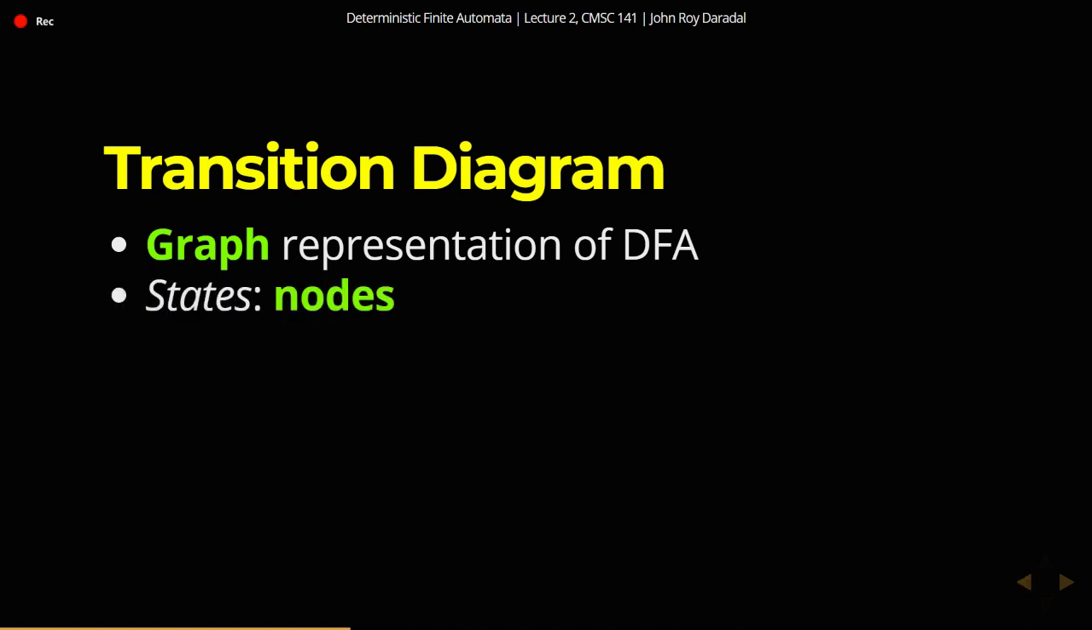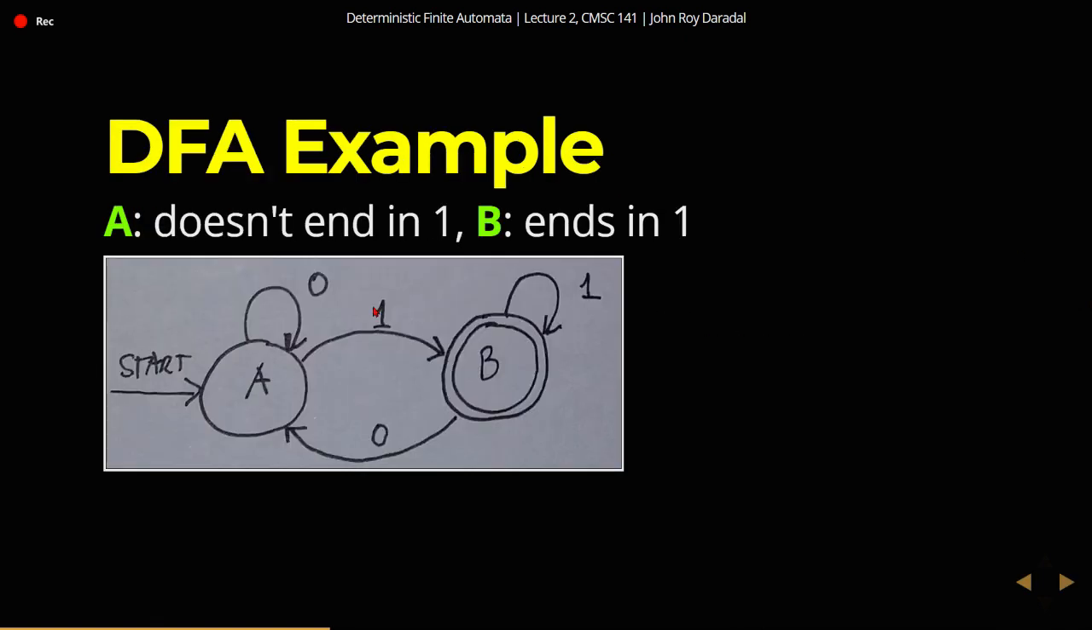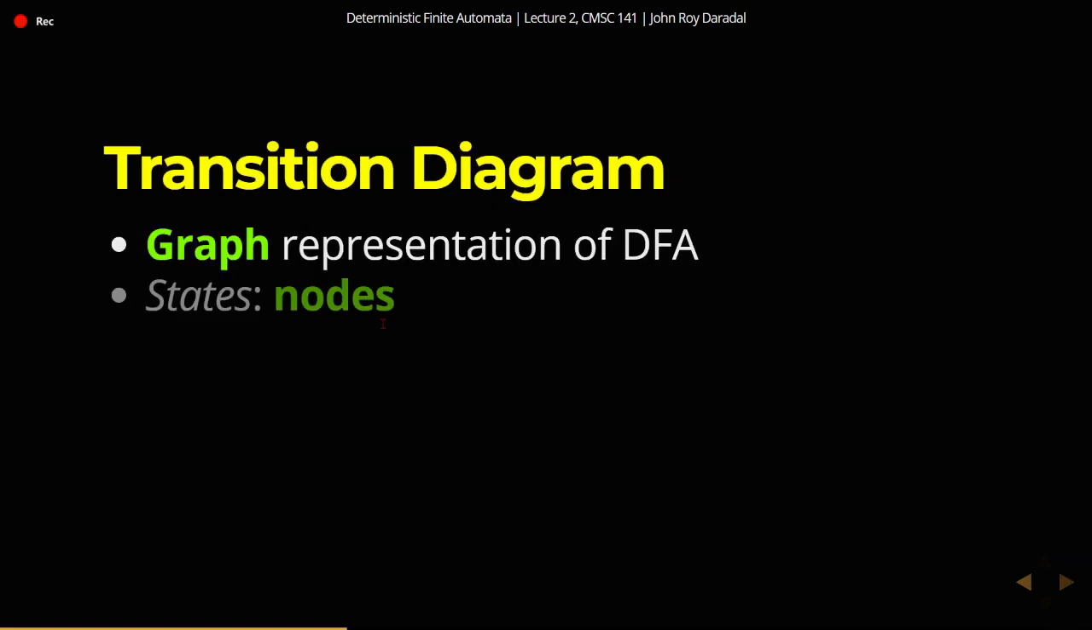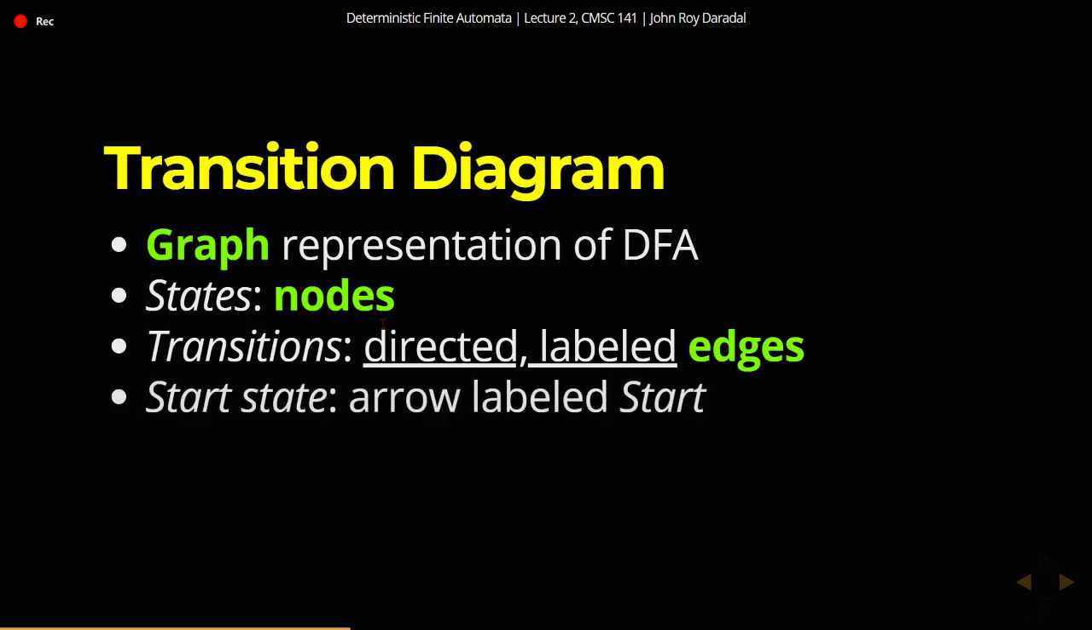So you have your states as the nodes of the graph. Your transitions are shown as directed and labeled edges. So going back here, this is a directed edge. So this is from A to B, right? So that is the transition from A to B. And there's also a label, which is 1. What this means is that this transition happens if you see an input 1. Okay? So the transitions are directed and labeled edges.